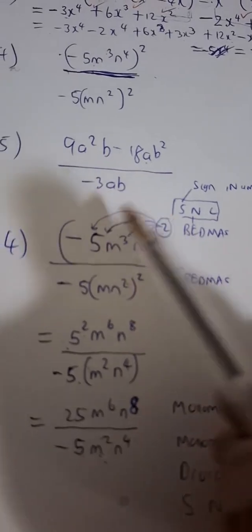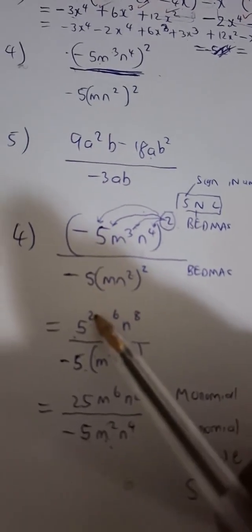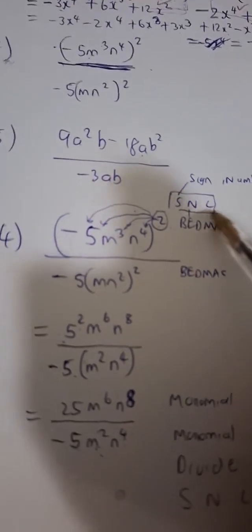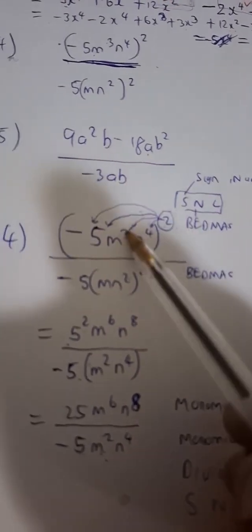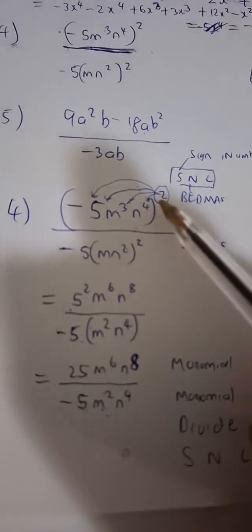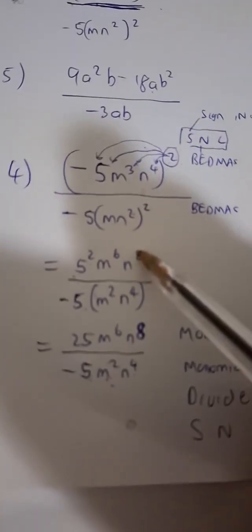Yeah, then this exponent, you apply it for the sign, you apply it for the number, 5 to the power 1. 1 times 2 gives you 5 squared. You apply it to the letter, the variable. 3 times 2 gives you 6. 4 times 2 gives you 8.